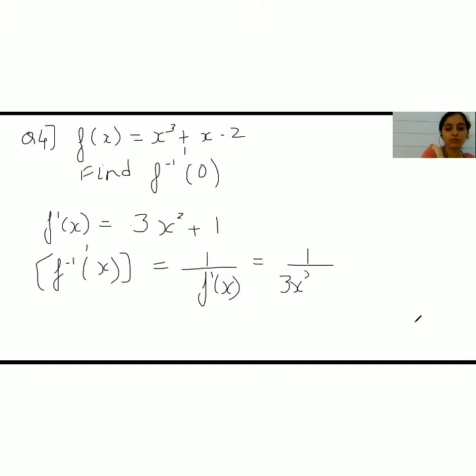Last step, if I have to find f inverse dash of 0, so instead of x, I will write 0 and substitute it over here in the answer. 3 into 0 plus 1, so answer is 1. That is how you find f inverse of a particular value of x. That is question 4. Now let's move on to question 5.